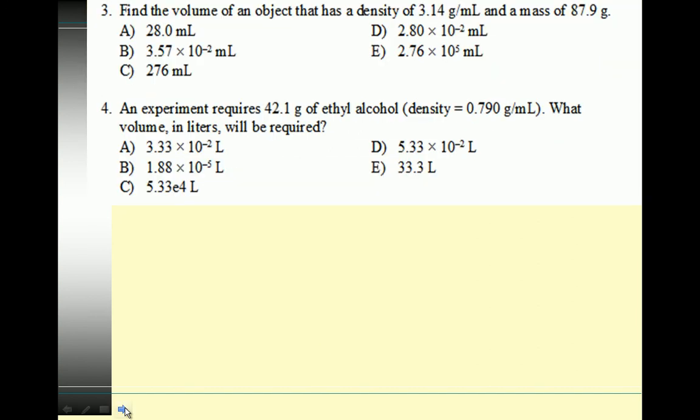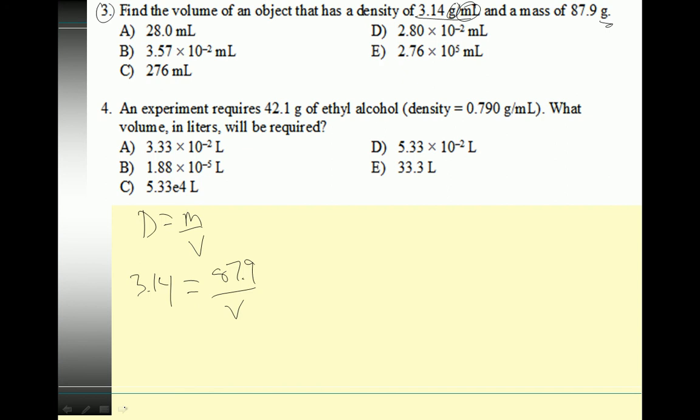Find the volume of an object whose density is 3.14 and a mass of 87.9. Density equals mass over volume. So do number 3. Density is 3.14. I'm just checking the units. This is grams, so that's good. And my mass is 87.9. So that means when I solve for volume, that unit will come out in milliliters.